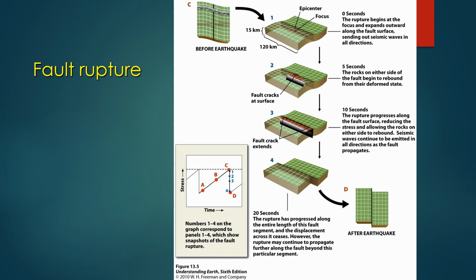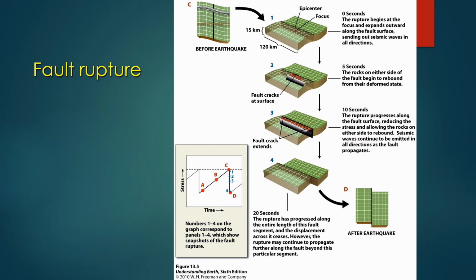Now let's see physically what happens during a fault rupture. When a fault ruptures, energy is immediately released from the focus of the earthquake. The release of energy produces seismic waves which transmit in all directions. 5 seconds after the shock, the faulting blocks start to rebound on both sides of the fault plane.